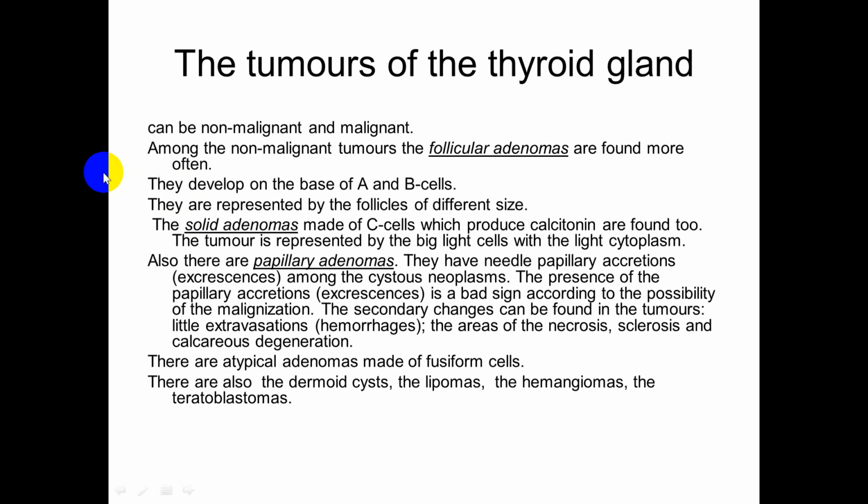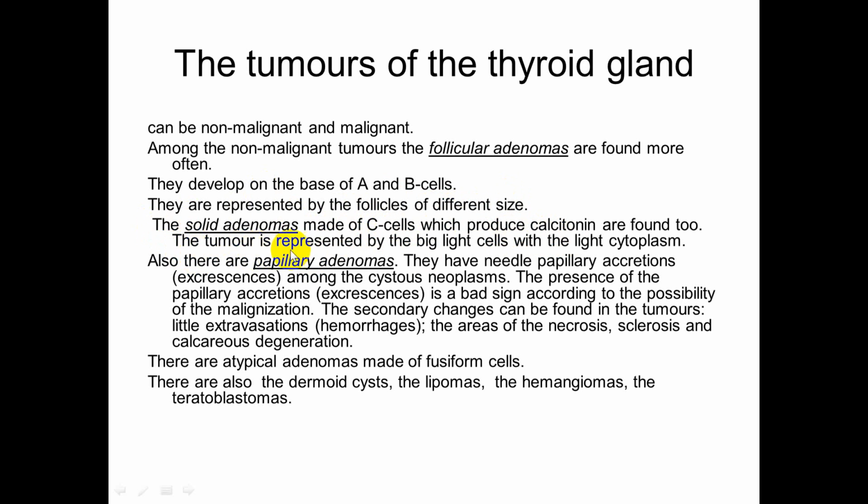Tumors of the thyroid gland can be non-malignant and malignant. Among the non-malignant tumors, the follicular adenomas are found more often. They develop on the base of A and B cells. They are represented by the follicles of different size. The solid adenomas made of C cells, which produce calcitonin, are found too.